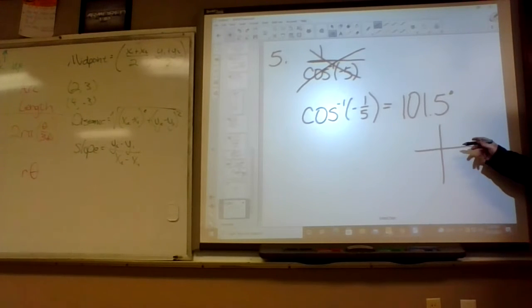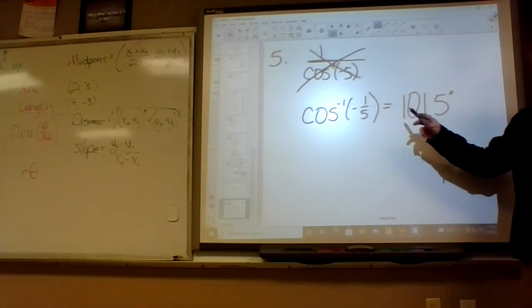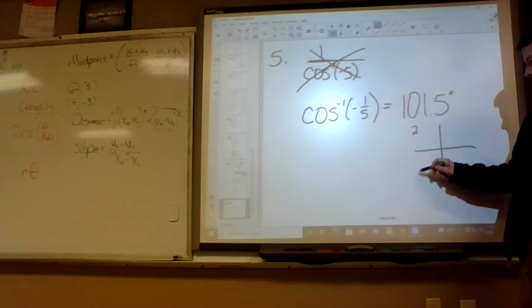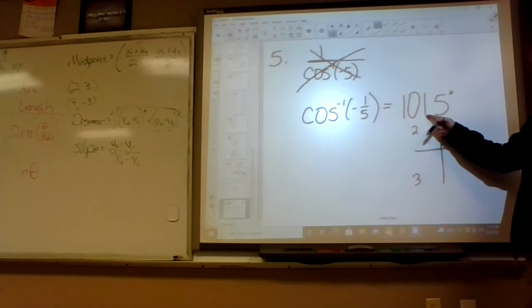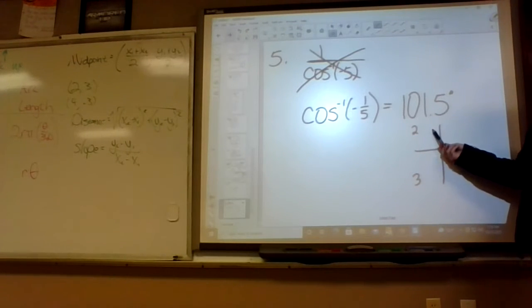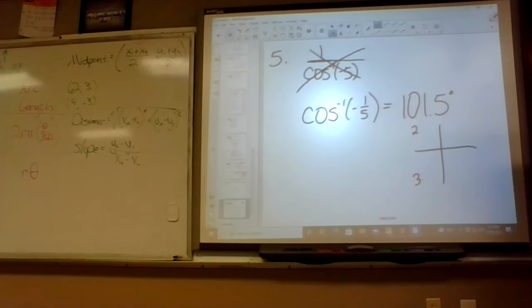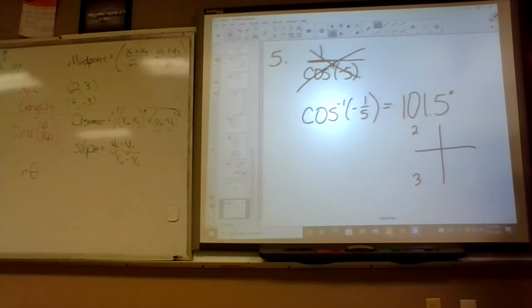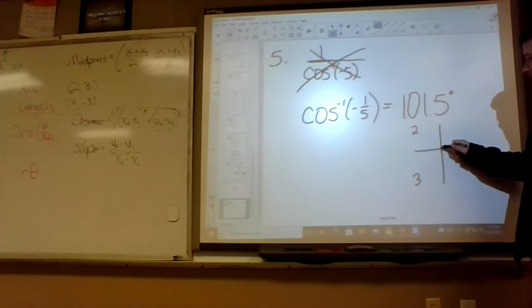All right, what quadrants is cosine negative in? Two and three. Okay, 101.5 is what quadrant angle? Second, so we got that one covered. So how do I find the third quadrant angle? 180 plus 101.5. Or, no, sorry, my bad.